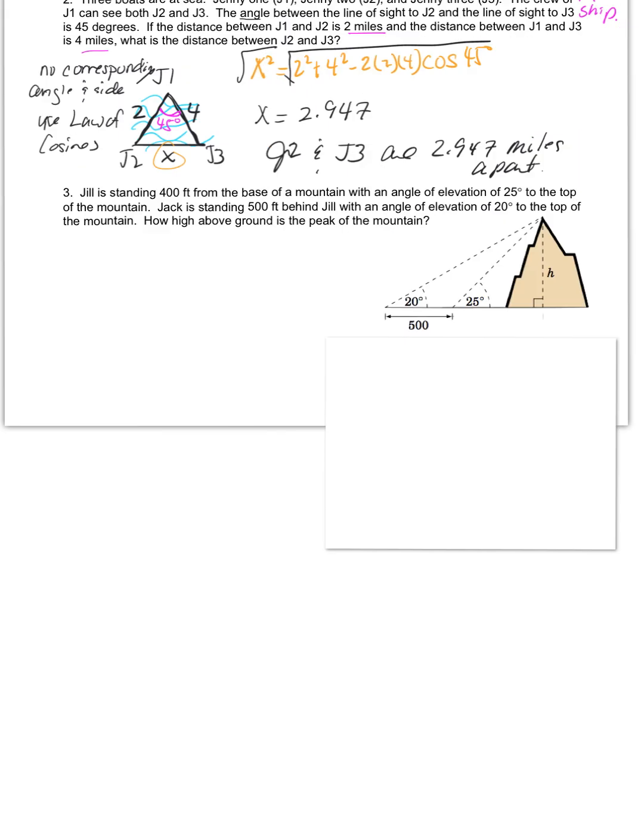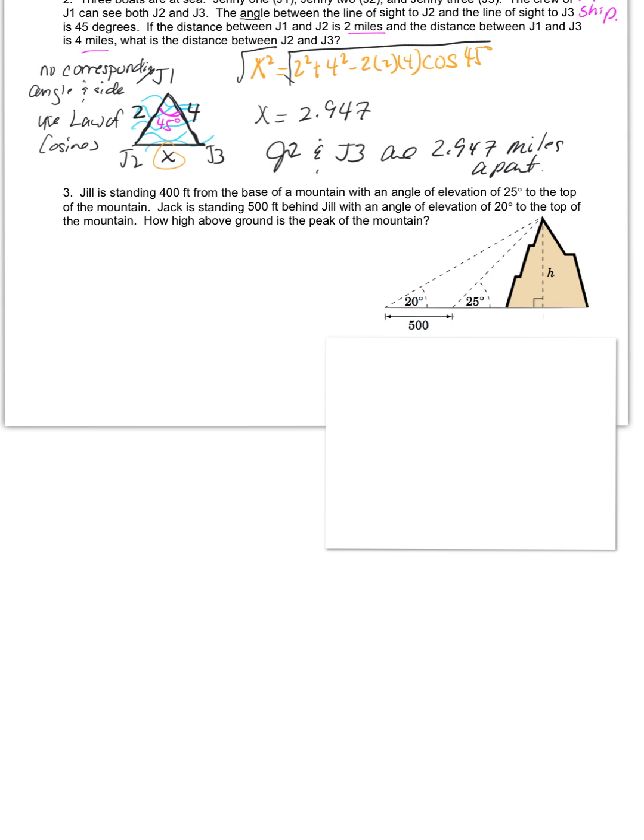All right, number 3. Jill is standing 400 feet from the base of a mountain with an angle of elevation of 25 degrees to the top of the mountain. Jack is standing 500 feet behind Jill with an angle of elevation of 20 degrees to the top of the mountain. How high above the ground is the peak of the mountain?